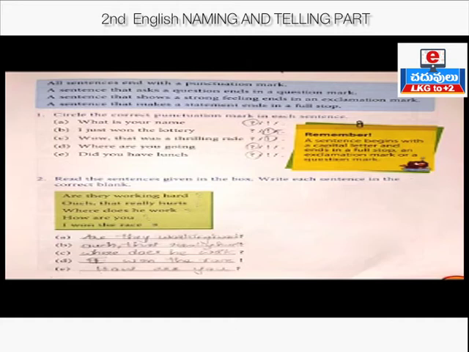Next, ouch, that really hurts. It's showing a strong feeling. So, you have to end with an exclamation mark. Next, where does he work? The sentence asks a question. So, it ends with a question mark. Next, how are you? It's a question, children. So, it ends with a question mark. I won the race! It's an exclamation mark because it's showing a strong feeling.